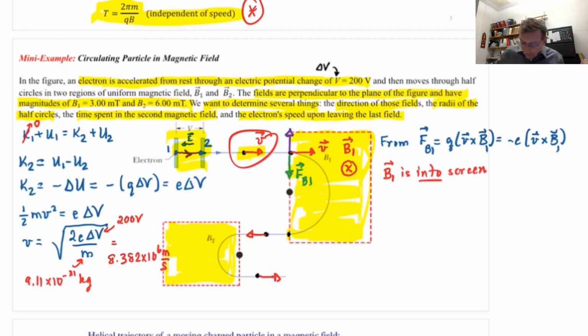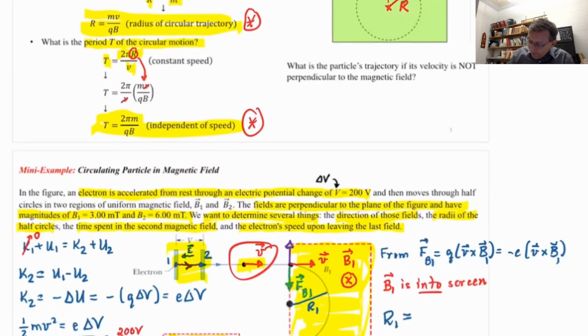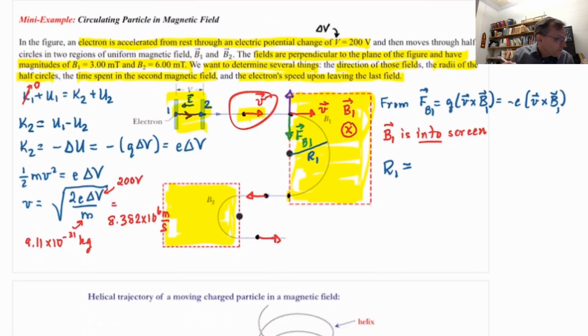And then we can figure out the radius of that circular motion, right? There's a radius there. I'll call it R1. And I'm just going to go straight to the formula we just derived, right up there for the radius: mv over qB in this region here. So that'll be mv over, I want the magnitude of the charge, little e, and the B I would use as B1.